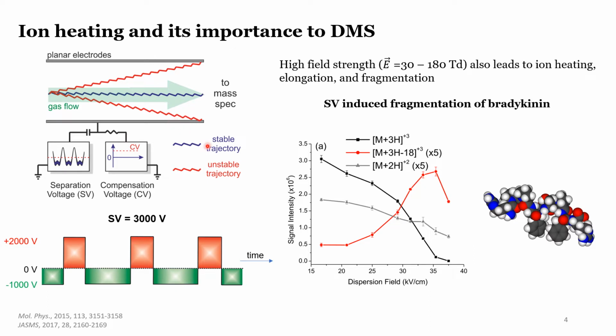Ion trajectories are corrected by applying a static DC compensation voltage, or CV, allowing them to elute to the mass spectrometer portion of the instrument. The magnitude of this compensation voltage is drastically smaller than the separation voltage, so ion heating will originate almost exclusively from the SV. The duty cycle of this waveform, which is shown as a box waveform for ease of explanation, is split into 2/3 low field and 1/3 high field.